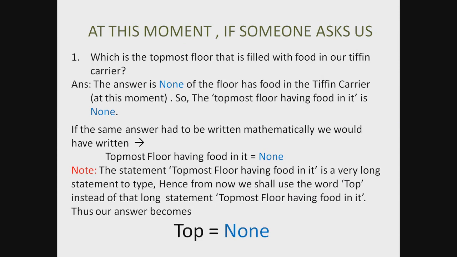Mathematically, I can answer it as topmost floor having food in it is equal to none. In short, because that given big phrase, topmost floor having food in it, can be written in short as top, I'll write top is equal to none. So if somebody asks me what is there in the list, if the list is vacant, I will say the list has nothing. And if somebody asks me what actually is the topmost box in the list which has something, at this moment I'll say top is equal to none.